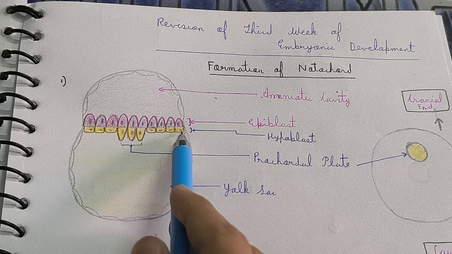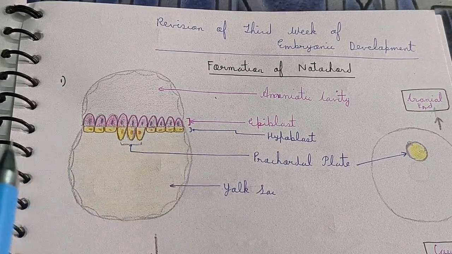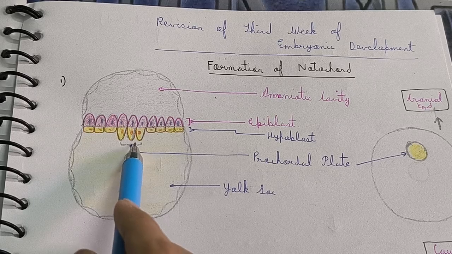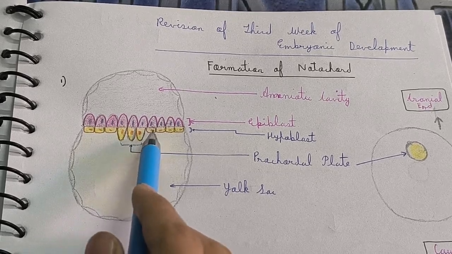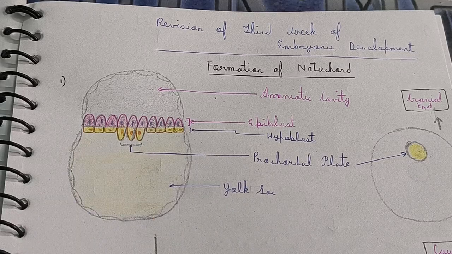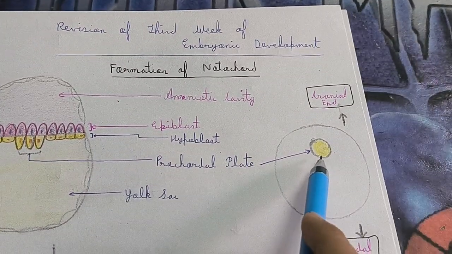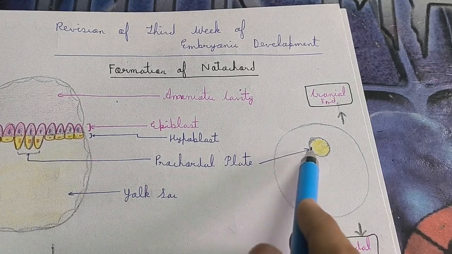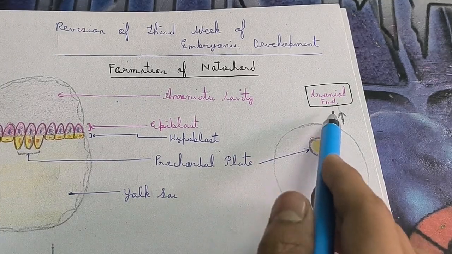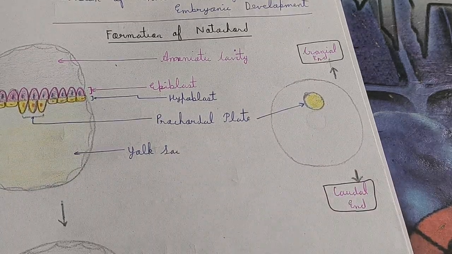Now you see that all the hypoblastic cells are cuboidal in shape, but at one point these hypoblastic cells change from cuboidal to columnar, and that leads to the formation of the prochordal plate. This prochordal plate is formed towards the cranial end, so it marks the cranial and caudal ends of the embryonic disc.